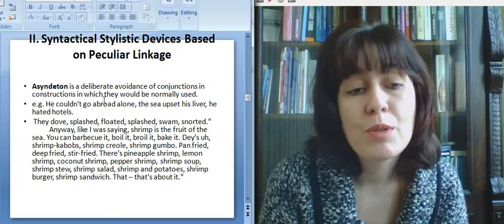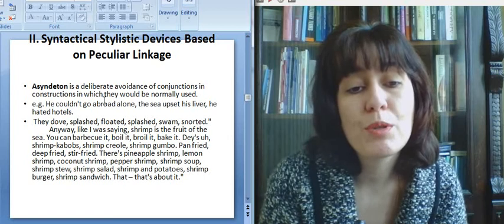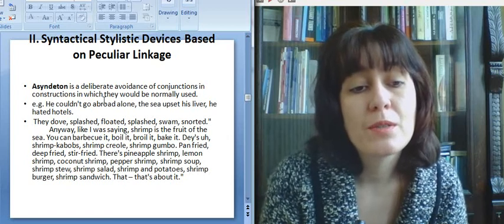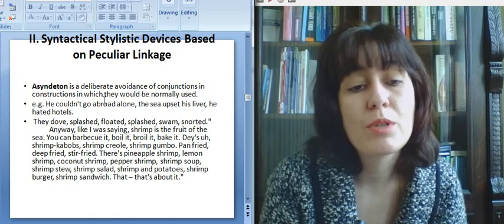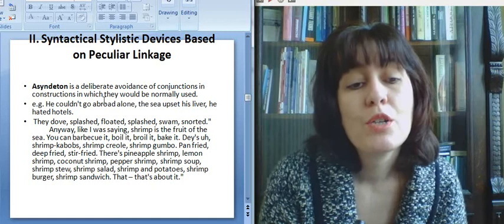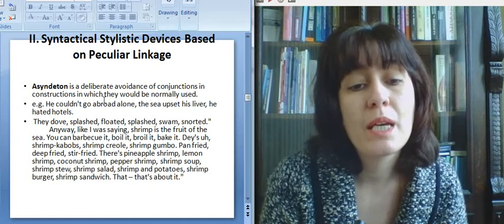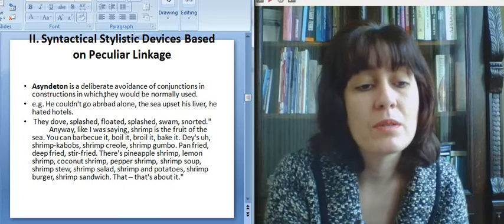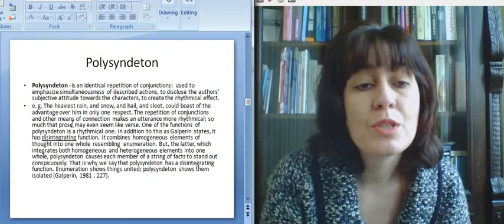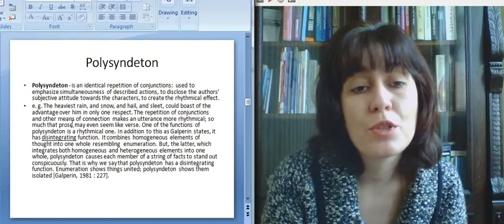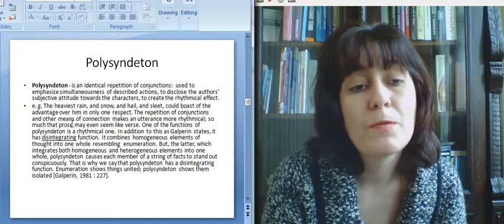Anyway, like I was saying, shrimp is a fruit of the sea. You can barbecue it, boil it, broil it, bake it. There is shrimp kebab, shrimp creole, shrimp gumbo, pan-fried, deep-fried, stir-fried. There is pineapple shrimp, lemon shrimp, coconut shrimp, pepper shrimp, shrimp soup, shrimp stew, shrimp salad, shrimp and potatoes, shrimp burger, shrimp sandwich. That's about it.